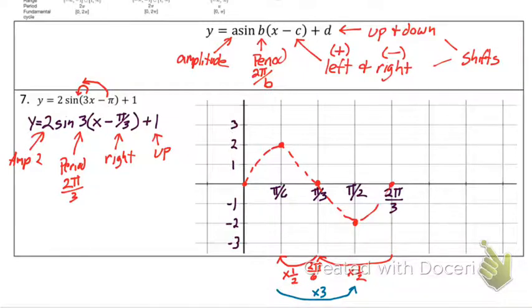Well, once I get rid of the amplitude and the period, I just have right and up. So every one of these points has to be shifted right, pi over 3. If you look at this first one, I shift it pi over 3, and I raise it up 1. So my actual point is going to be right there. Once again, I shift it over pi over 3, up 1, so it'll be right here.